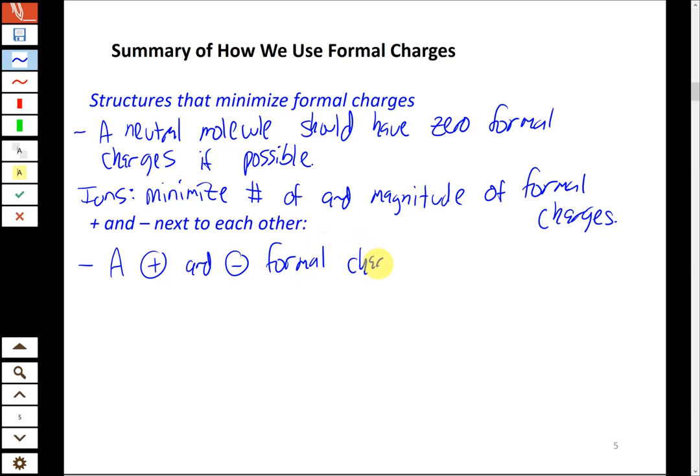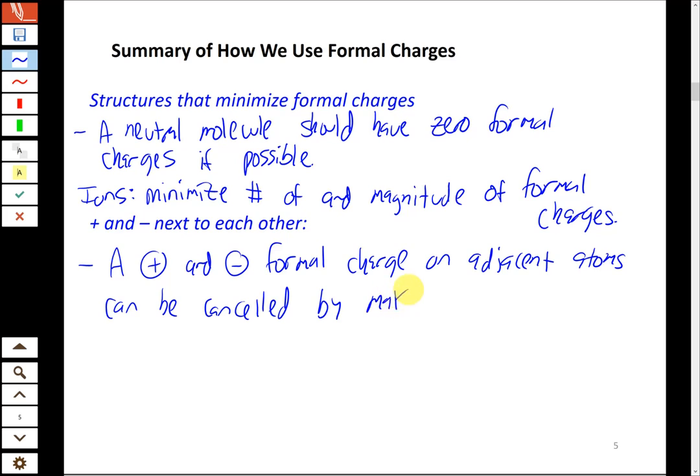which is often going to be true in structures where the formal charges are not minimized, they can be canceled by drawing a double bond between them. Now, you can't just add in a double bond because that's going to mess up how many valence electrons are in the structure. What you do is take a lone pair from the atom that's negatively charged in a formal charge sense, and convert that into a double bond between the two. All right, and again, we'll see examples of that.